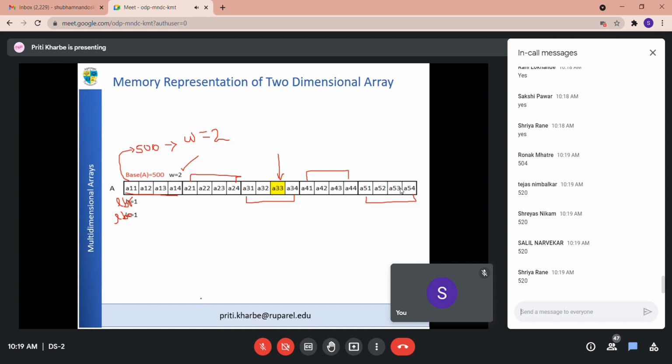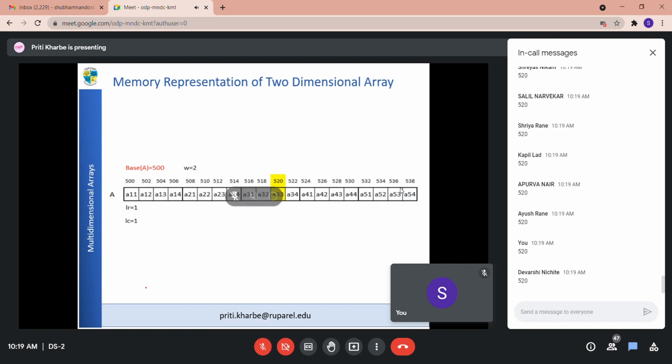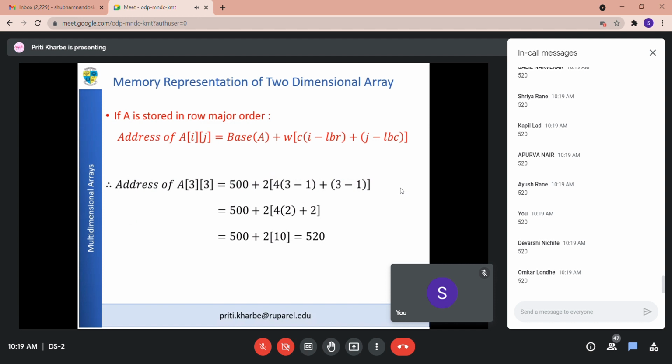520. Very good, it will be the right answer. Because first is 500, so 502, 504, 506, it increments by 2, right? So till you reach A33, it becomes 520. But this is a shortcut method. It is not always going to work if they are asking you the address of some element which is far away. So we will do it by formula.